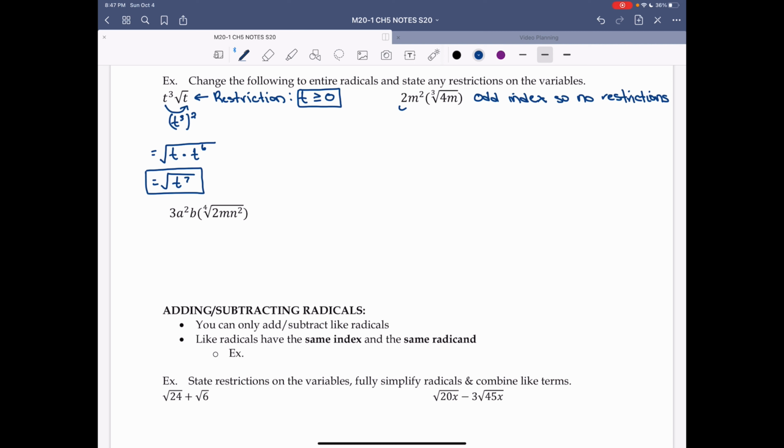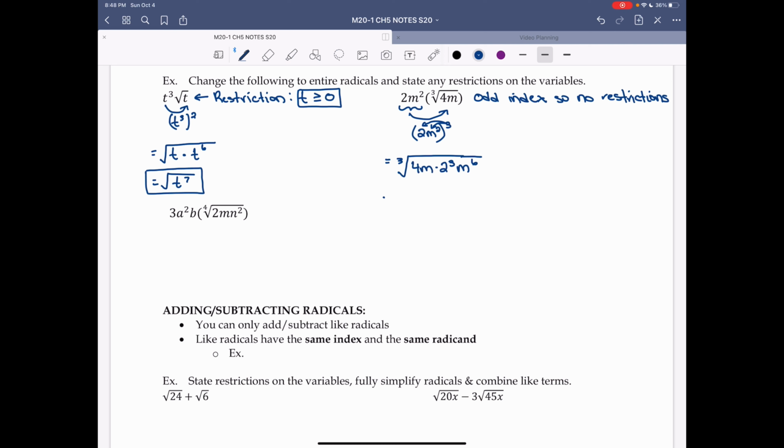We want to bring 2m squared underneath the cube root. We're going to have to do 2m squared all to the power of 3. We get the cube root of 4m times 2 to the power of 3, m to the power of 6. So power of a product rule, we apply this 3 into the brackets to each term of the product. So we get 2 to the 3, and then m to the 2 to the 3 is power of a power rule. Multiply the exponents, we get m to the 6.